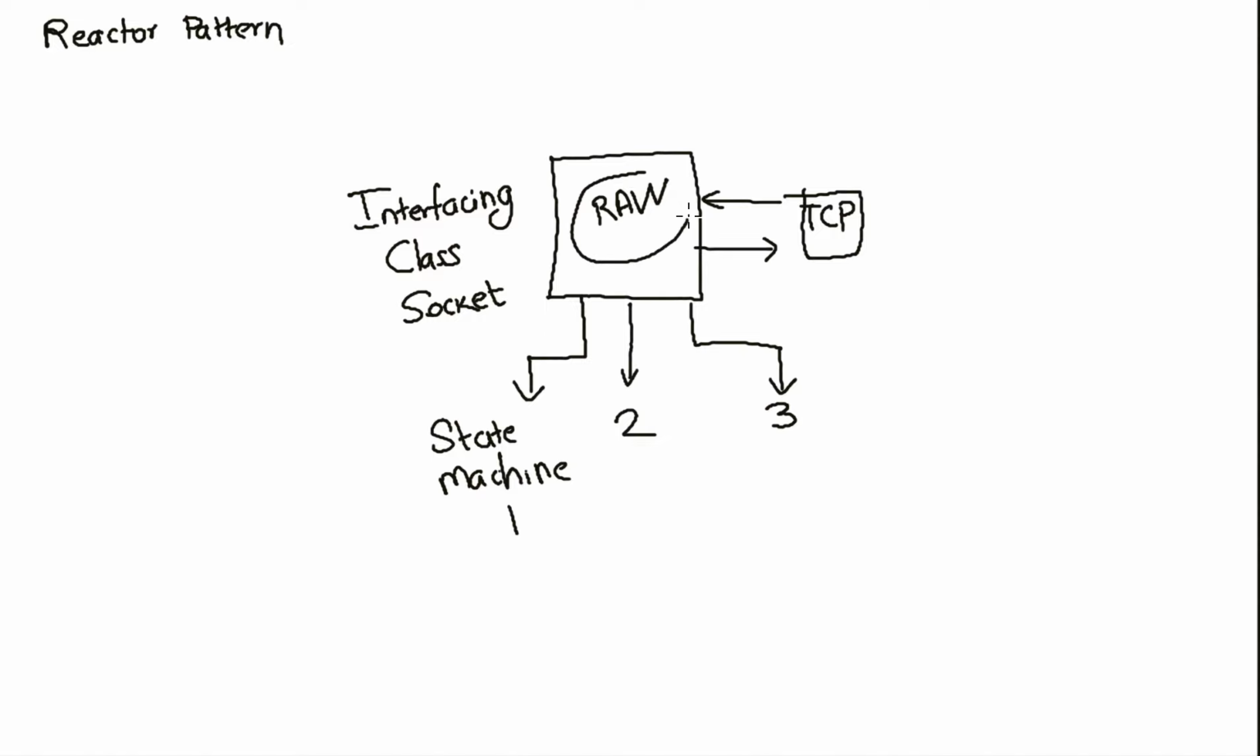Now imagine how this interface is going to be implemented. Since there is only one physical connection to the TCP interface, there is only one stream on which this class is reading the data. Also there is only one stream on which this class is writing the data. So this class is reading the data from the TCP interface in a sequential manner.